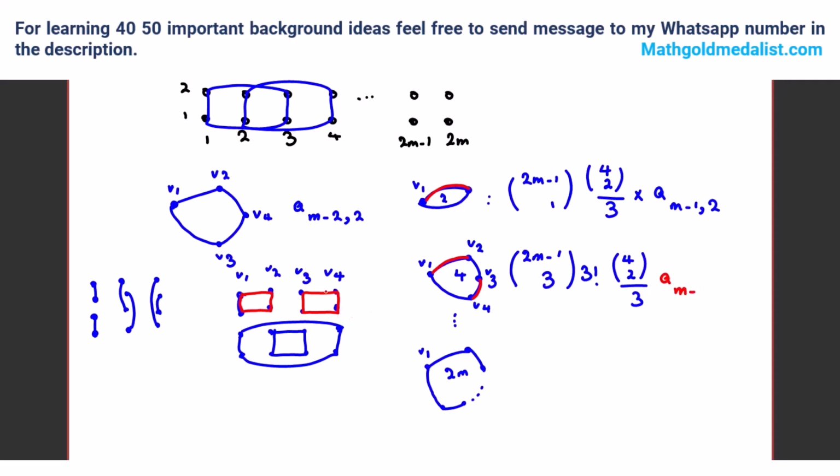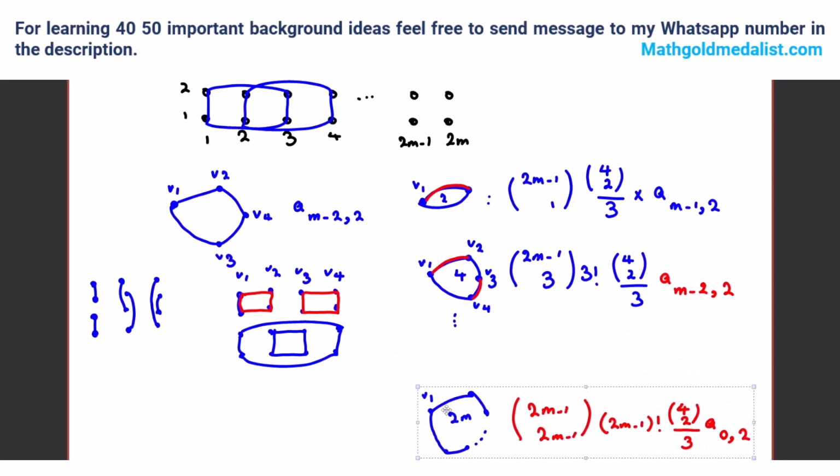We rejected 4 columns, so a(m minus 2, 2). We should remove an even number of columns, okay? Because by definition, the thing that is left should have an even number of columns. The problem says 2m, 2n. So here, a(m minus 2, 2). And the last one is what? 2m minus 1 choose 2m minus 1 times 2m minus 1 factorial times 4 choose 2 over 3. You can say a(0, 2). You can define a(0, 2) as 1.